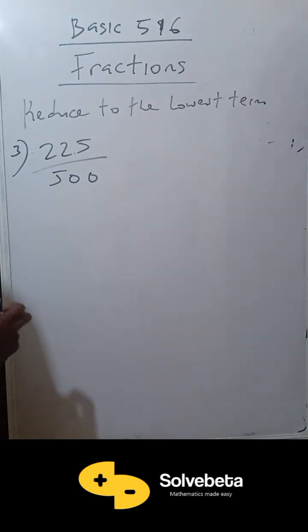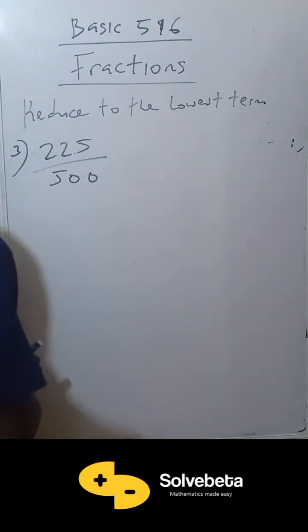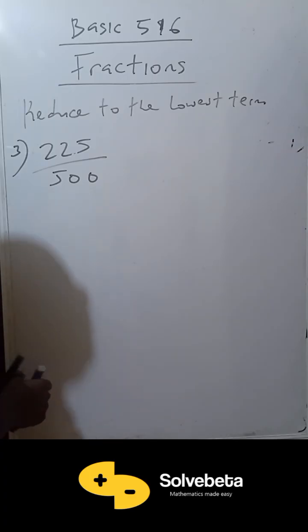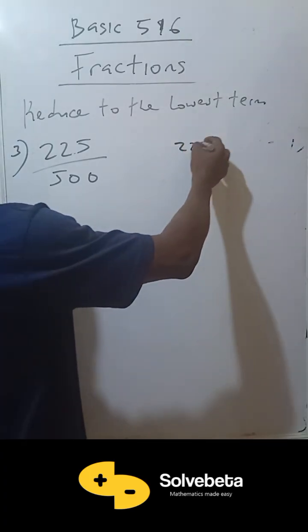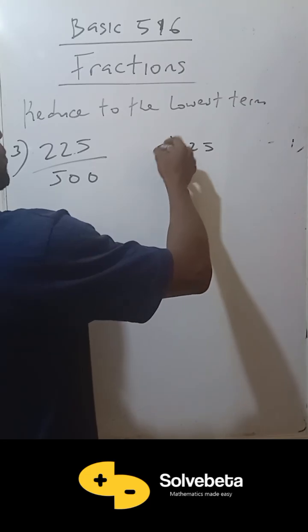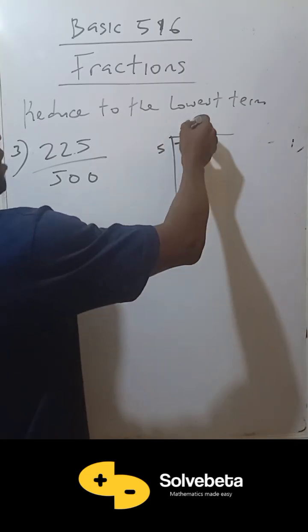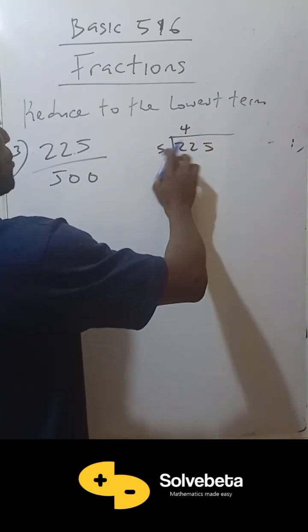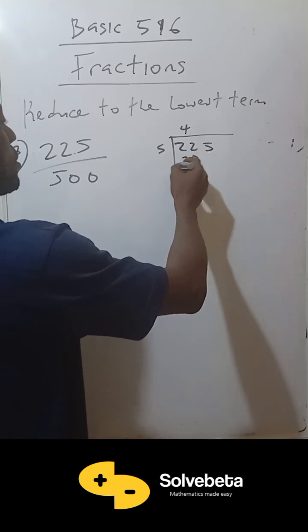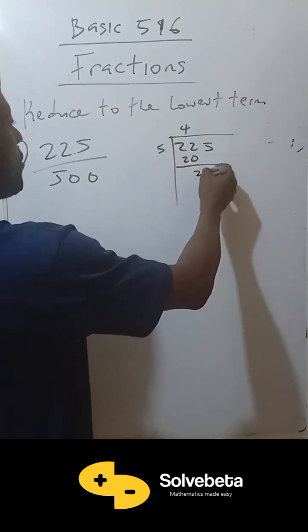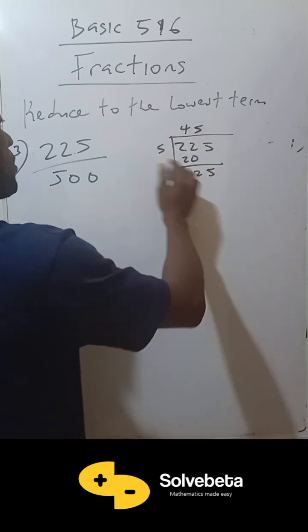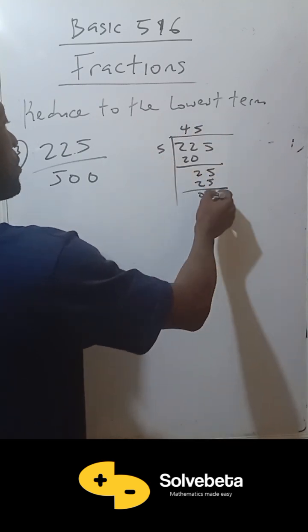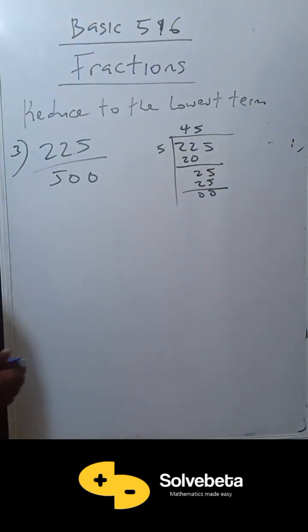So let's divide by 5. Long division. 225 divided by 5. First you have 4. 5 times 4 is 20. So you subtract, and you have 25. This divided by this is 5. So it means that it's 45.